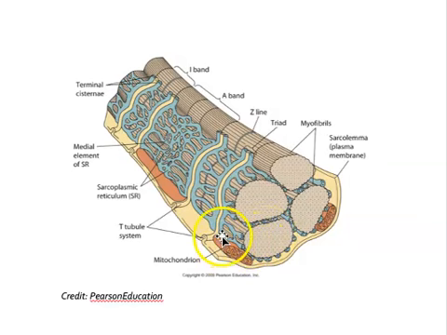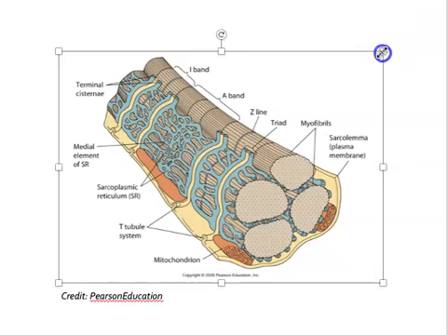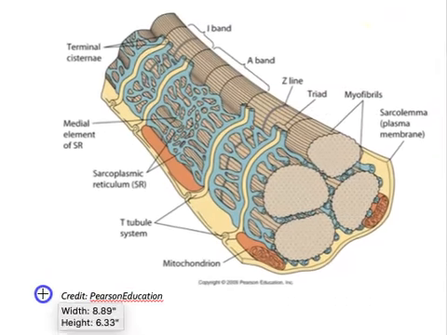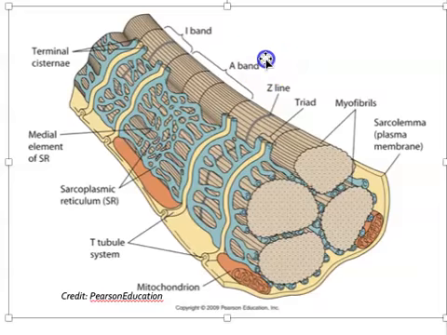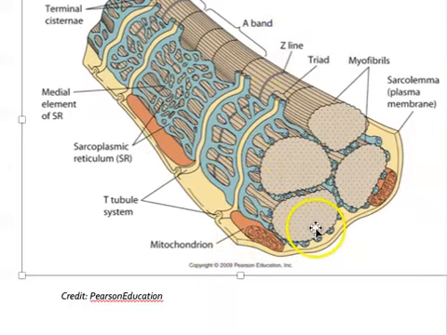Now, I want to draw your attention right here. You can see that the sarcolemma right here has folded inward, creating a little passageway that we call a transverse tubule or a T-tubule. It gets the name transverse because it's not running lengthwise along the length of the muscle fiber. It's running perpendicular. So it's transverse. It's a transverse tubule or a T-tubule right here.